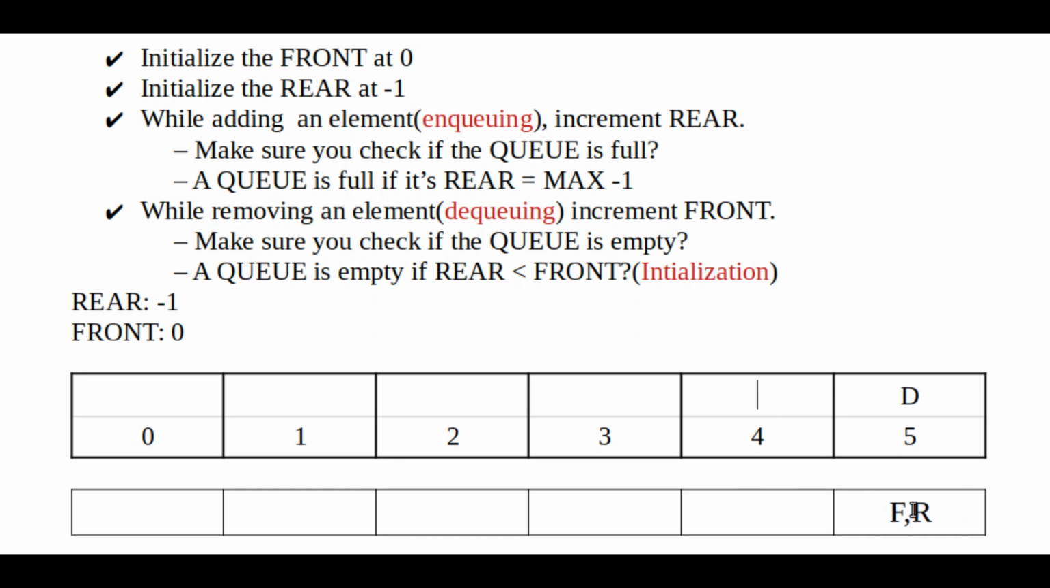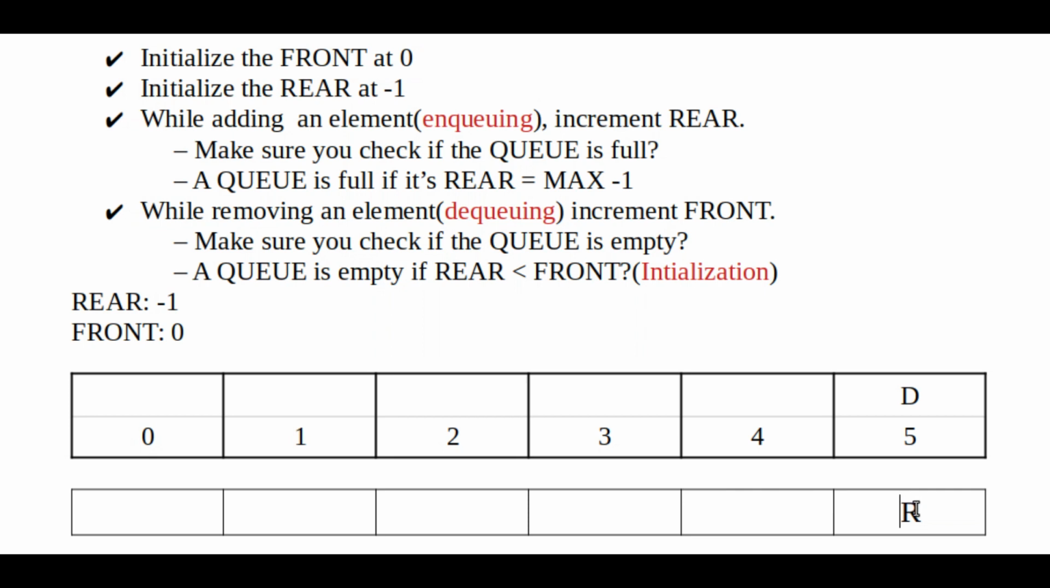So right now my front is at 5 and rear is also at 5. Let's say I deleted the element again. So while deleting, I'll increase the value of front. But my value of front will go beyond this. That is, it was 5 right now, it would be 6.